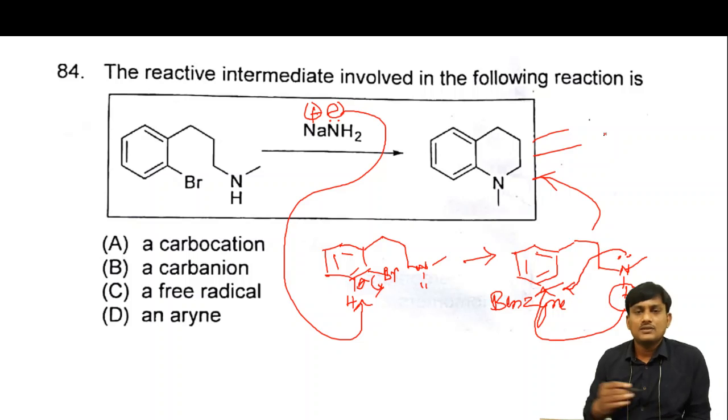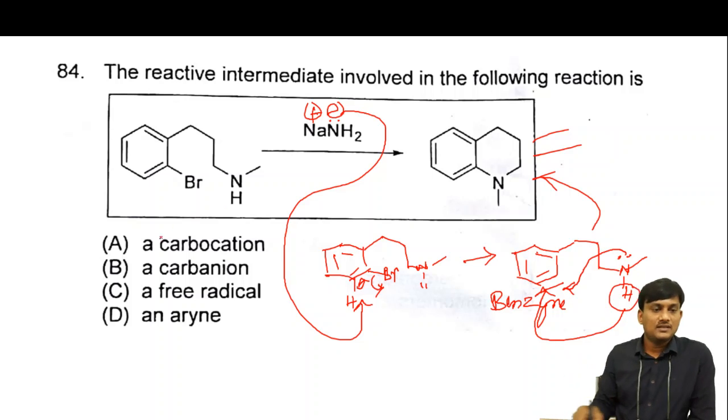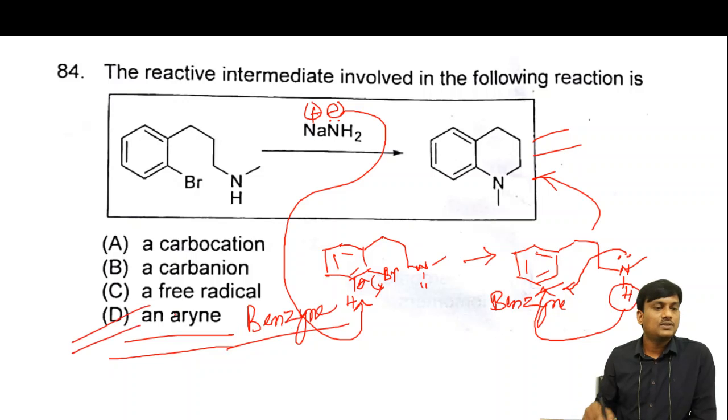So what is the intermediate which is involved in this reaction? Benzyne or aryne. This is the intermediate. So D is the correct option.